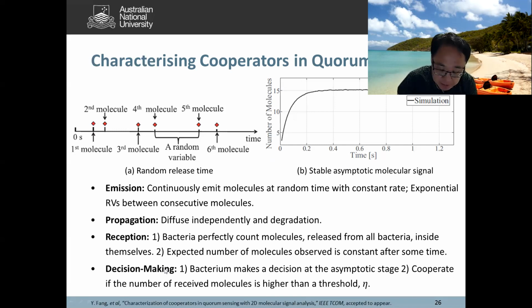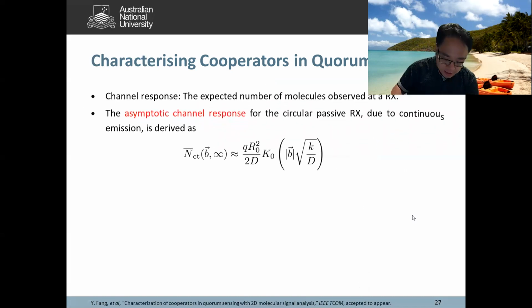And for the decision-making process, we assume that each bacterium makes a decision at the asymptotic stage, and then the bacterium decides to cooperate if the number of received molecules is higher than a predetermined threshold, and we denote this threshold as eta. So this is how the bacteria make the decision, and then we also define a decision threshold according to the principle of quorum sensing. In terms of analysis, again, we ignore the detailed analysis here.